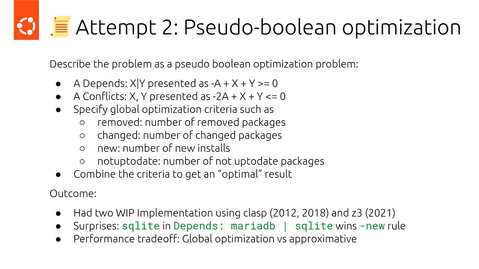Notably, we can compact all the conflicts of a package into a single clause. And I think the math is correct, but I didn't check the paper that I was using back then.